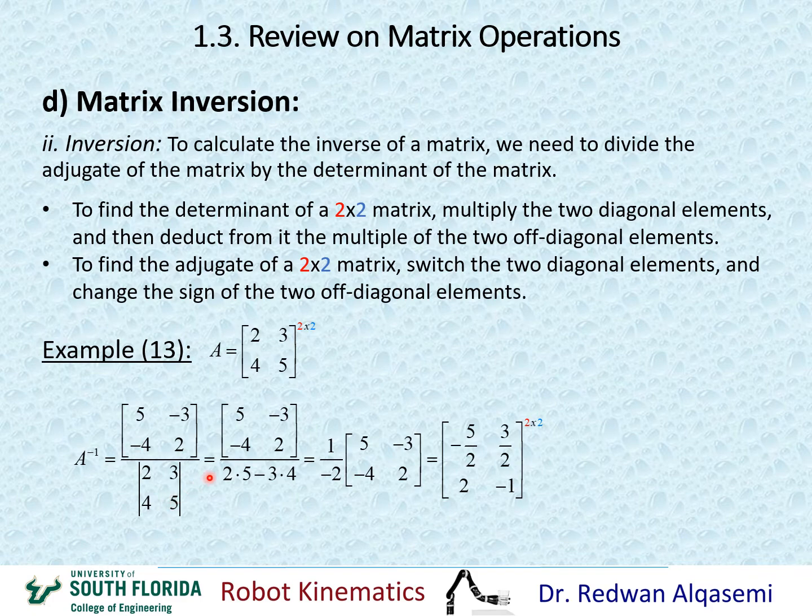All right, so I move it into here, and then I found the determinant of the matrix for the denominator. So 2 times 5 minus 3 times 4. If you do this calculation, you're going to come up with this matrix, which is again 2 by 2, and it represents the inverse of a 2 by 2 matrix.